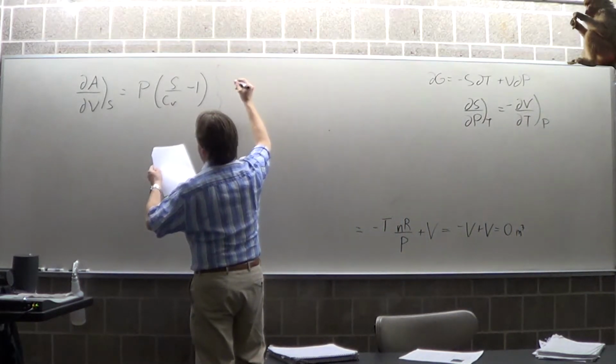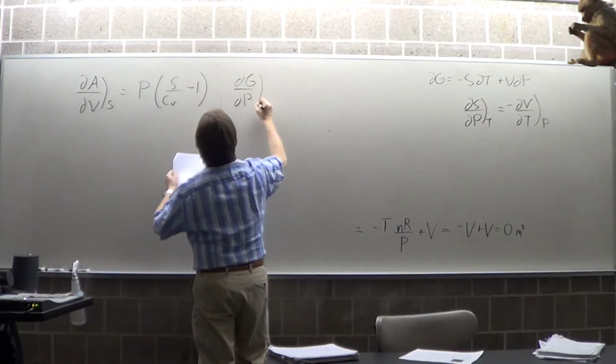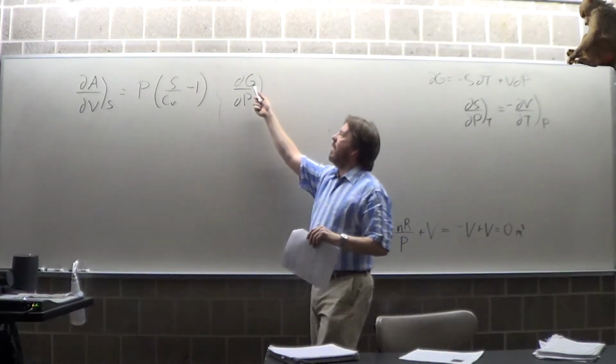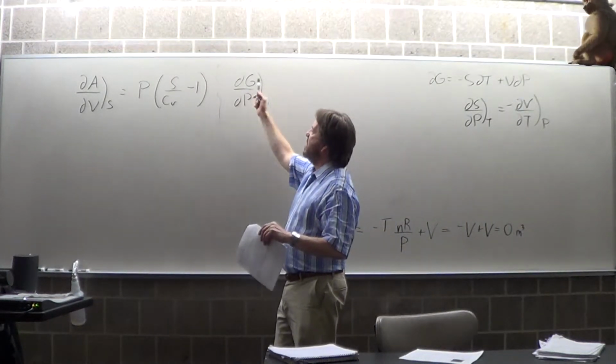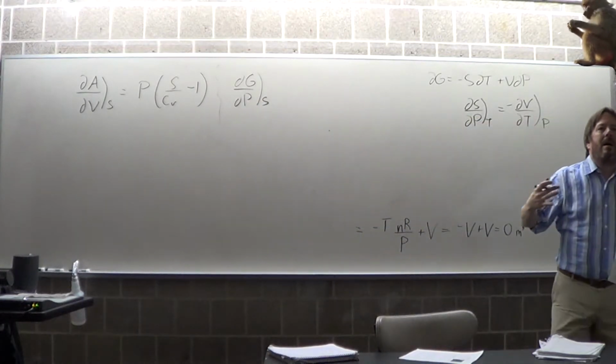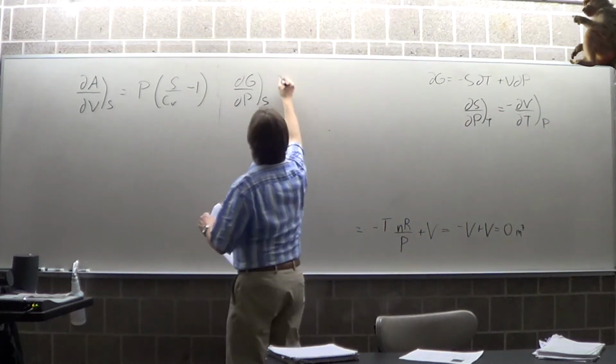What do I have you do? What am I going to do? I'm going to do dG/dP at constant S. How do I do that? Now you notice that I chose the other free energy, G, and I did its natural variable. So that's why I'm picking this one, because it's very similar, but not the same. Okay, so how do I do that?